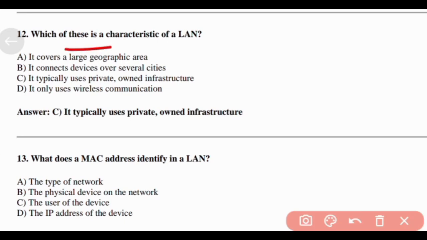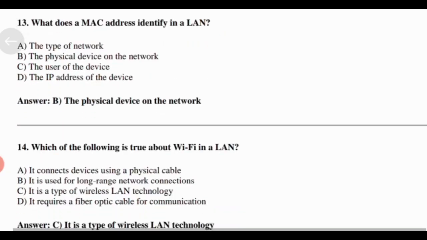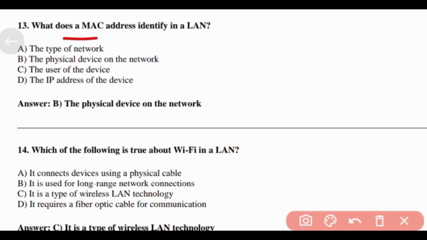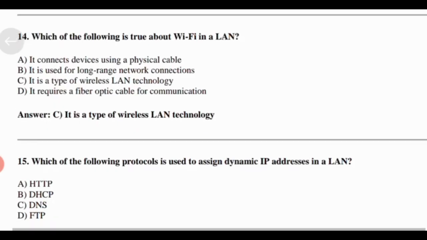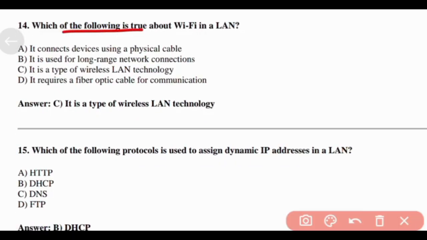Which of these is a characteristic of a LAN? It typically uses privately owned infrastructure. What does a MAC address identify in a LAN? The physical device on the network. Which of the following is true about Wi-Fi in a LAN? It is a type of wireless LAN technology.